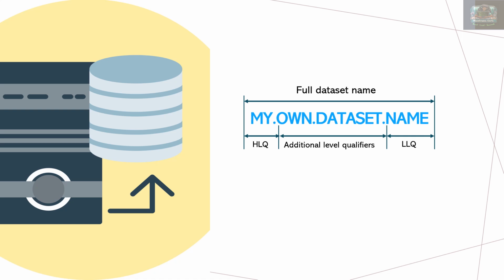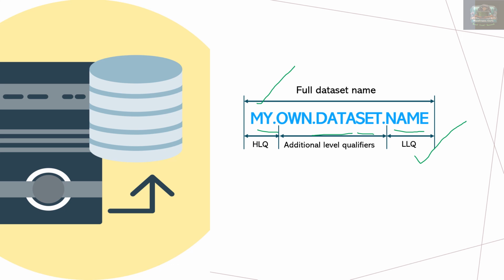After the definition, we are seeing how to name a dataset. A dataset can have one segment or more than one segment. It can go up to 22 segments. Each segment has its own level of qualification. Here the example is my own dataset name. The first segment is the high level qualifier, each segment has its own level of qualification, and the last one is called the low level qualifier.